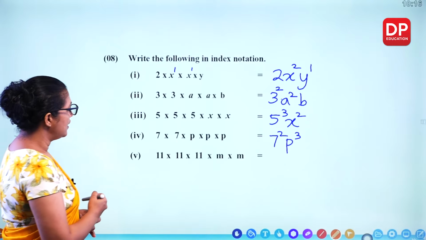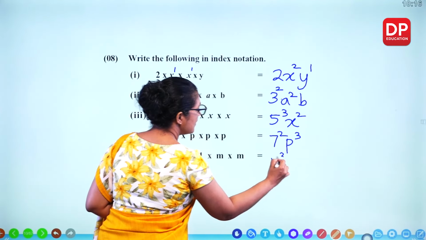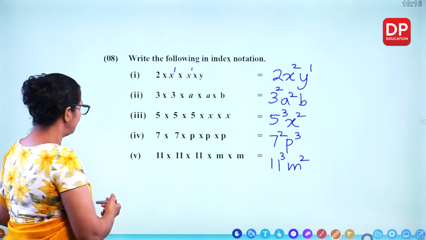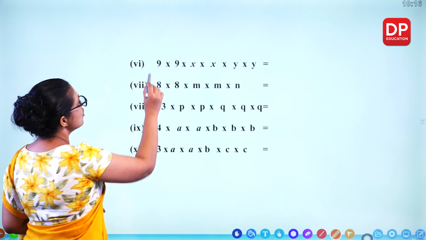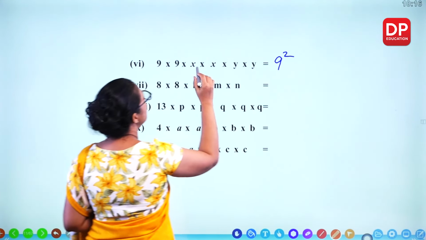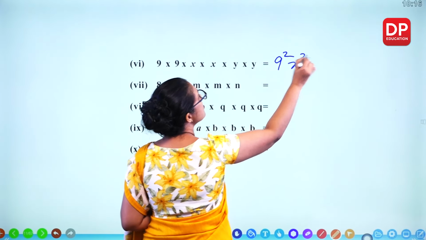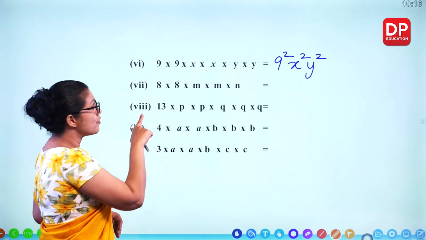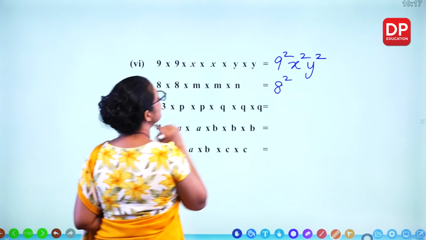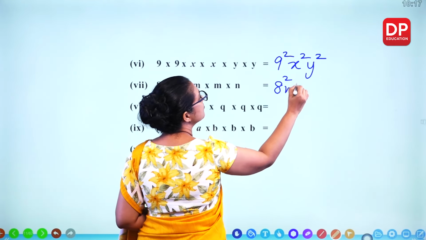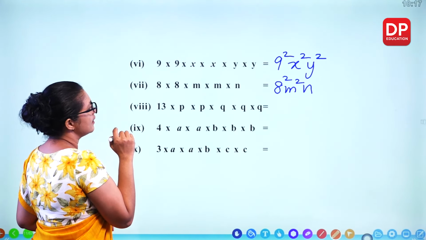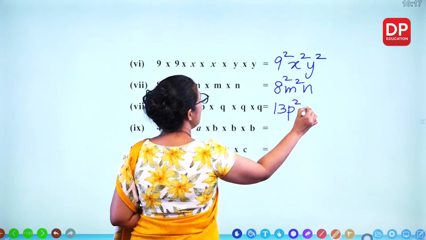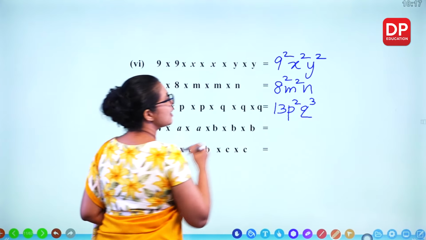P to the power 3. Here 3 11's and 2 m's. M squared. This one 2 9's. So 9 squared. 2 x's and 2 y's. Now try to write down this. 2 8's, 2 m's and 1 n. Here 13 is there. 2 p's and 3 q's.